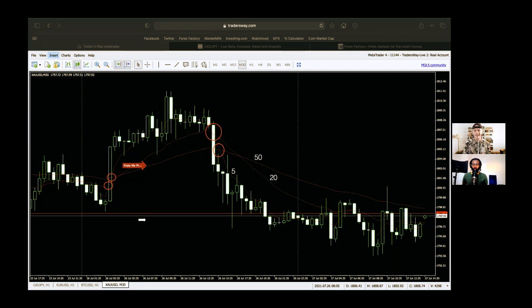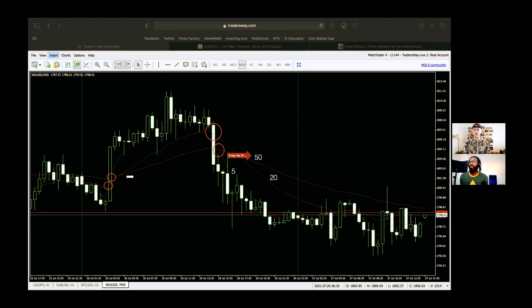These are going to be our EMAs, our exponential moving averages. These are going to give you the moving average, the average of the price movement in the last certain time frame. So you can change the time frame. We like to use the 5, the 20, and the 50. So this is going to be a simple strategy.